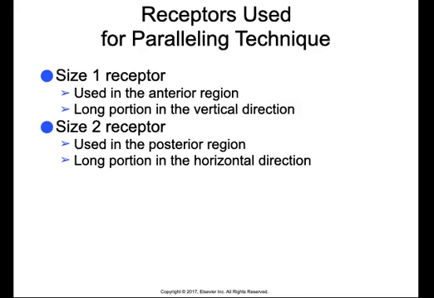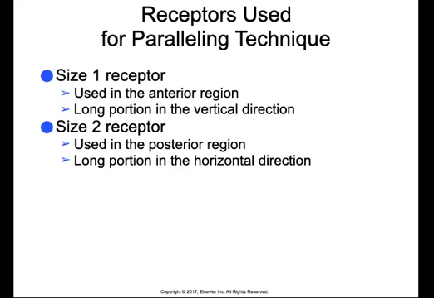So the size 1 receptor, which can be either a film or a digital sensor, is used in the anterior region. This is almost the same size as a size 0 receptor, which is used in a pediatric case, but this is just a little bit narrower. It's used so that the long portion is in the vertical direction, so that when we take images of anterior teeth, we're only taking 1 to 2 teeth at a time.